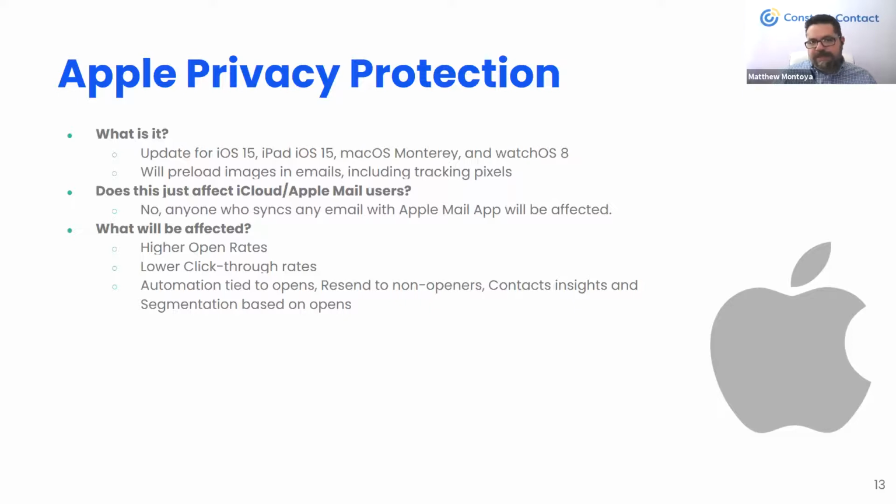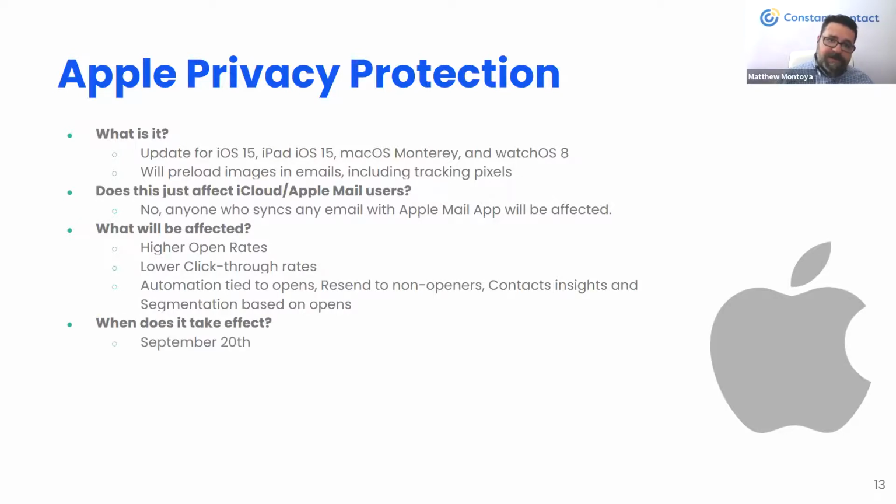Things like automation, resend to non-openers, contact insights based on segmentation. This may be a little too advanced for this audience. I don't know how many of you are using Constant Contact or utilizing some advanced features in our competitors. But if it's something based on automation that's triggered by opens, you could be sending automated emails to people that never actually open the email.